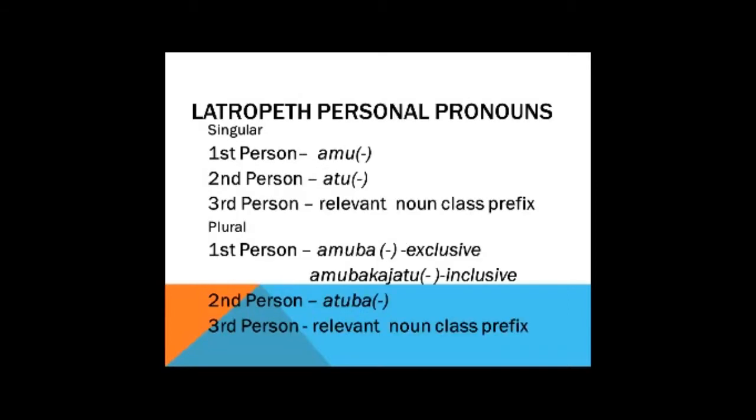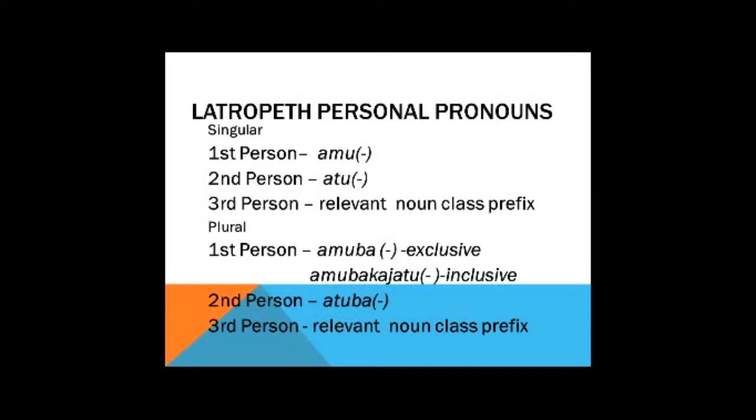Let's have a look at the equivalent concept in Latropeth. One thing you'll notice is that after the forms I put little dashes, hyphens, because more often than not you're just going to see these as prefixes in Latropeth on the verb. So we have our first person singular, I or me, the equivalent is amu. Second person singular, you, is atu.